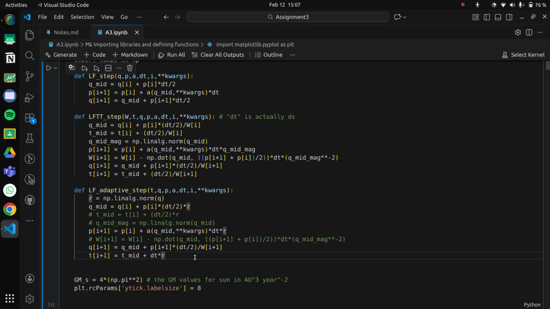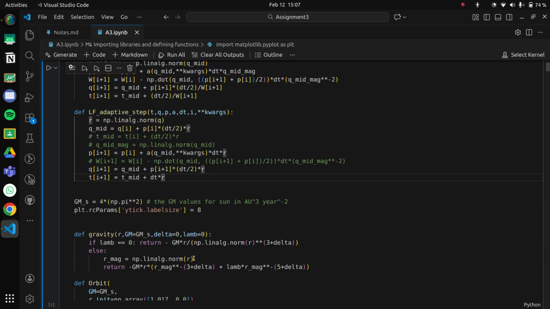Yeah, this is fine. Okay. And then you have q i plus 1 equal to q mid plus, so q mid, yeah, we do need that. And then q mid plus p i plus 1 times dt by 2 wi. Okay, so this is just going to be r. So far so good. This is our method.